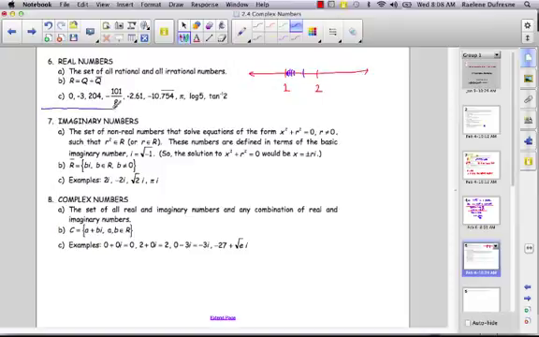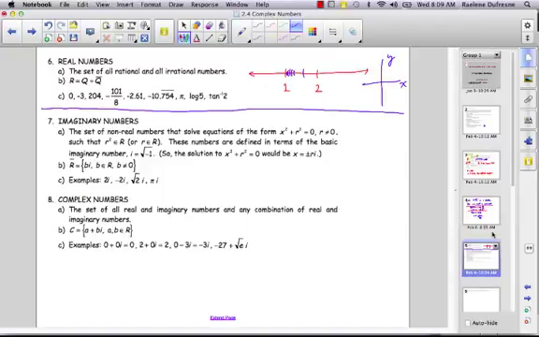Up until now, we've been working primarily in the real number system. And in fact, we've been spending a lot of time graphing in the real plane. We've been putting real numbers along the x-axis and real numbers along the y-axis. But we are now going to look at what happens when we don't have real numbers.